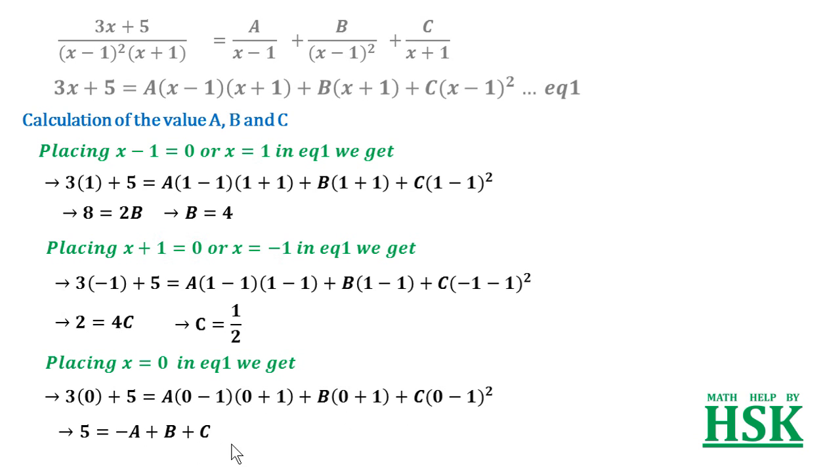Now next, I'm going to place b as equal to 4 and c as equal to 1 by 2 in this equation. So I'm going to get 5 is equal to minus a plus 4 plus 1 by 2. This cancels out to give me 1. This 1 by 2 goes here to give me 1 by 2. And so minus a is equal to 1 by 2. So a is equal to minus 1 by 2. Okay.